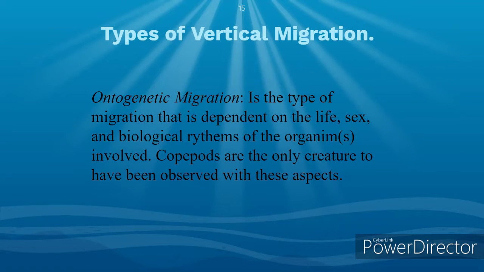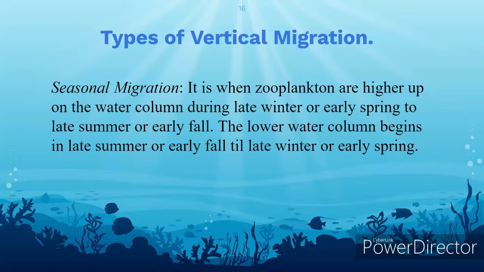Ontogenetic migration is the type of migration that is dependent on life stage, sex, and biological rhythms of multiple organisms. The only ones that have been spotted or observed to have these aspects are copepods. Seasonal migration is when zooplankton are higher up in the water column during late winter or early spring to late summer or early fall. The lower water column begins in late summer or early fall to late winter or early spring.